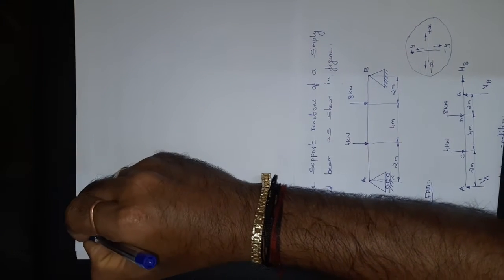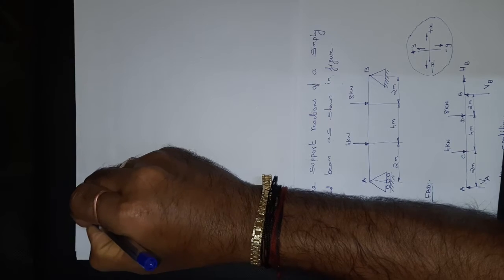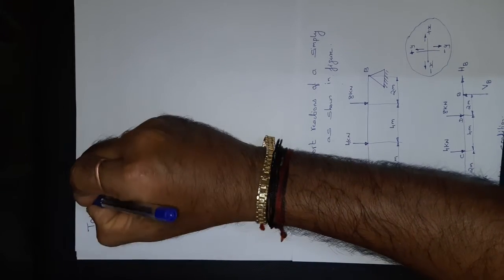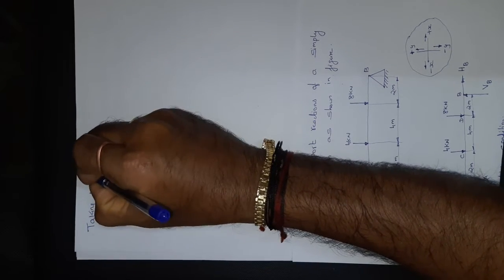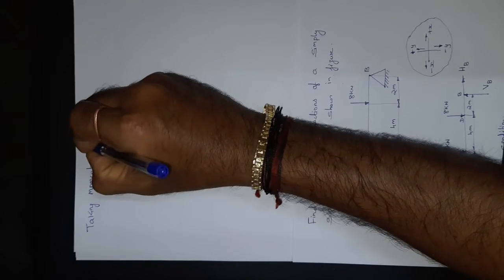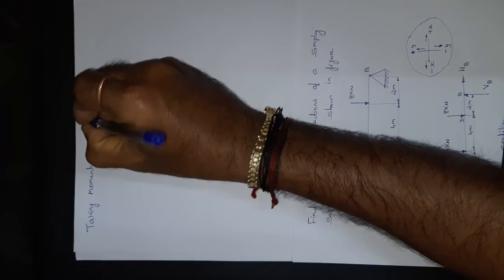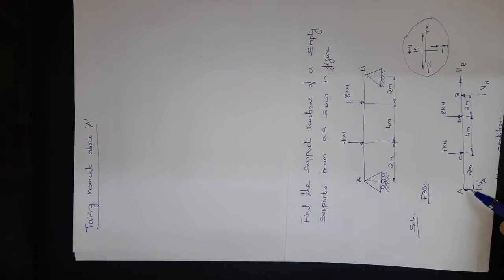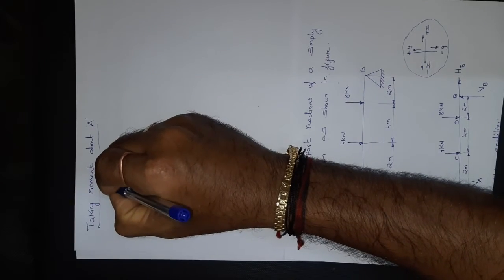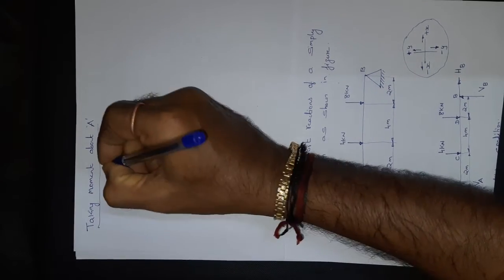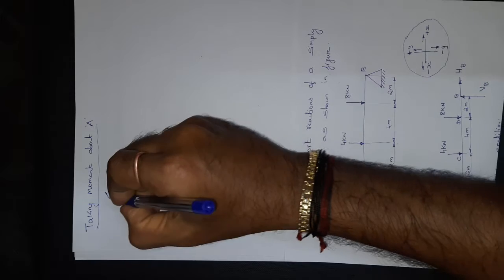So next I need to take the moment. So taking moment about the point A. So I'm going to take the moment about the point A. So summation MA equal to 0, because we are applying the equilibrium condition here.